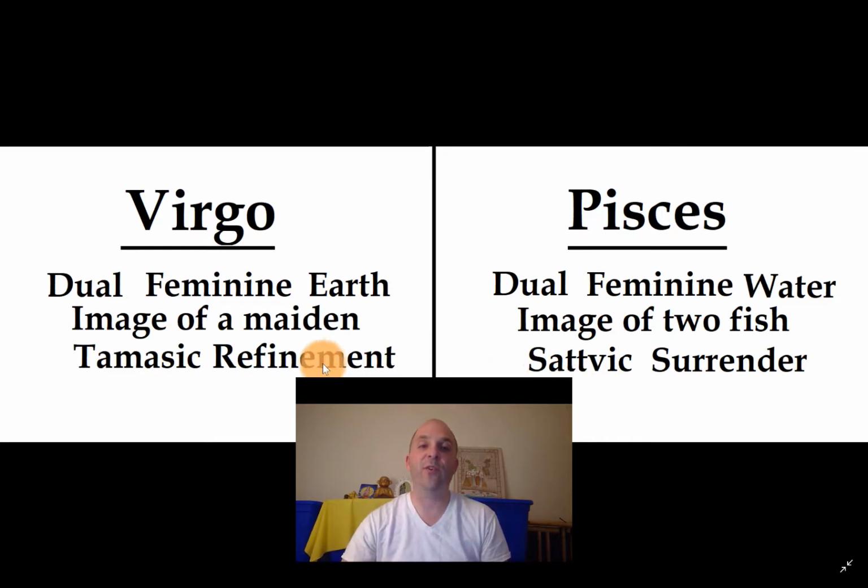And whereas Virgo, I put refinement as a word for Virgo, with Pisces, I like the word surrender. Because Pisces is about, in other words, what we do is we dual and feminine. So we see the way that the world is, and we see how everything is changing around us, but we don't feel the need to change it.